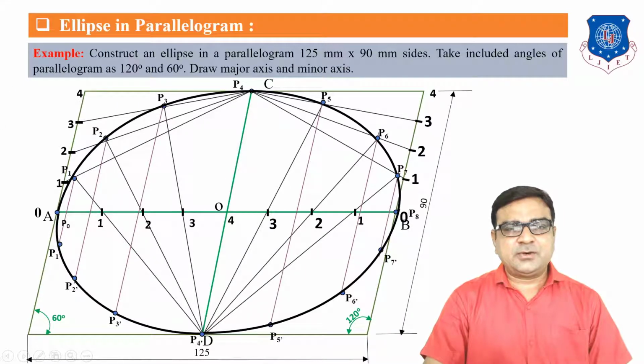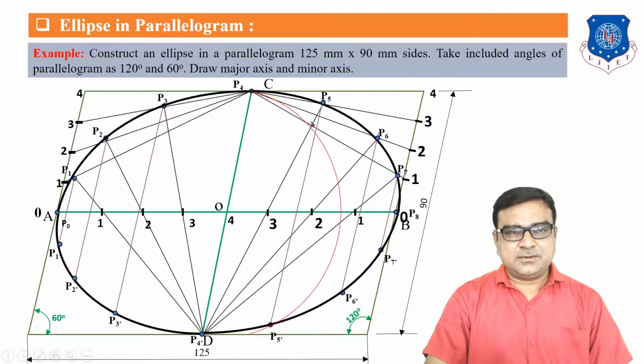Now what are the dimensions, major axis and minor axis, of this particular ellipse? For that you have to take O as center and OC as radius and draw one semicircle. Now this semicircle intersects our profile at this point. Now join this point to C, meaning C1 to C.